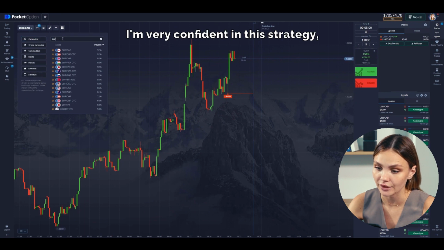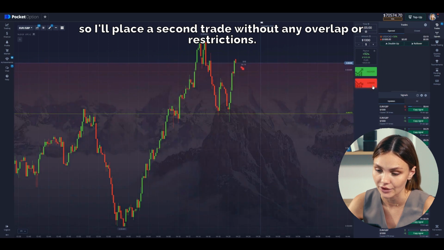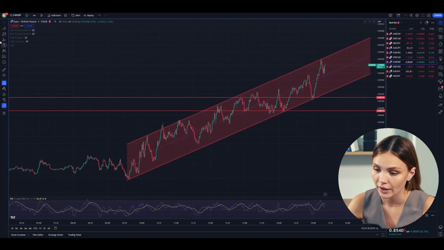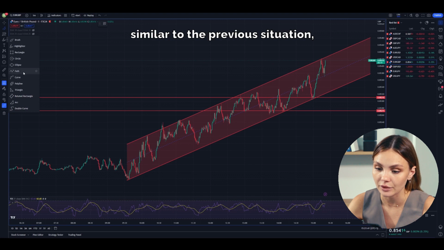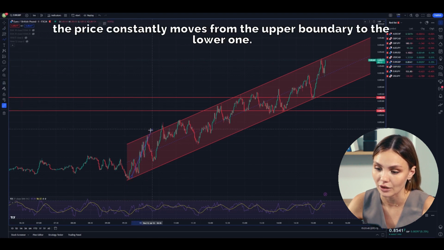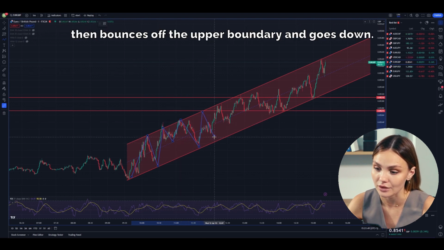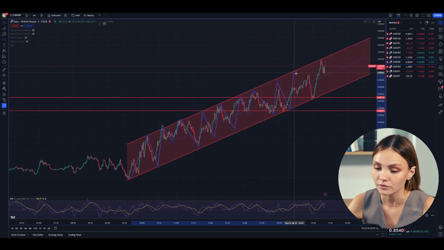I'm very confident in this strategy, so I'll place a second trade without any overlap or restrictions. So this is euro and Great British pound, and I'm opening a $1,000 short position for 5 minutes. As you might have noticed, similar to the previous situation, the price constantly moves from the upper boundary to the lower one. It bounces off the lower boundary and heads up, then bounces off the upper boundary and goes down. This continues until something significant happens.